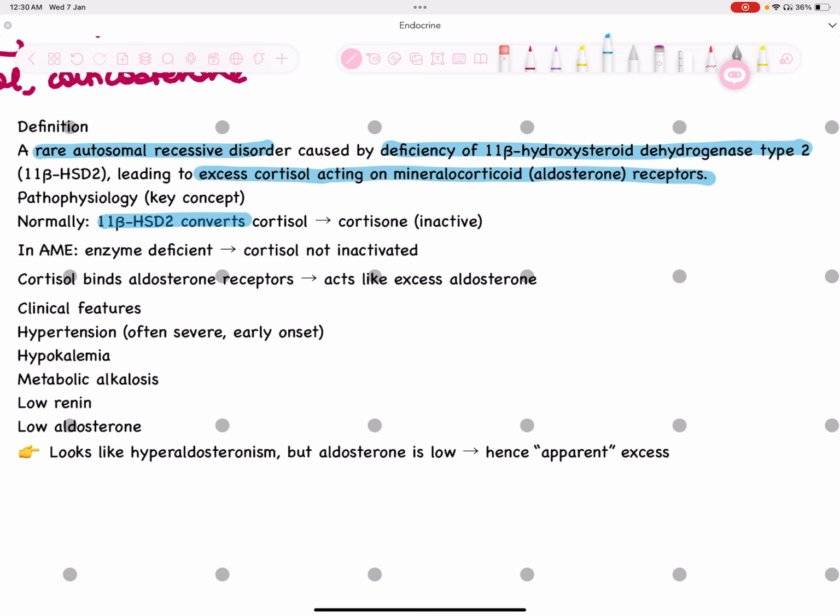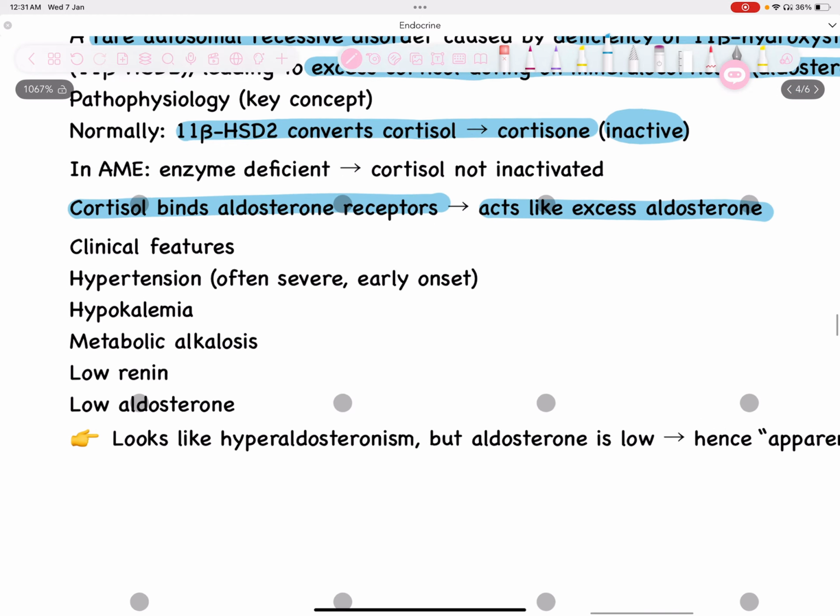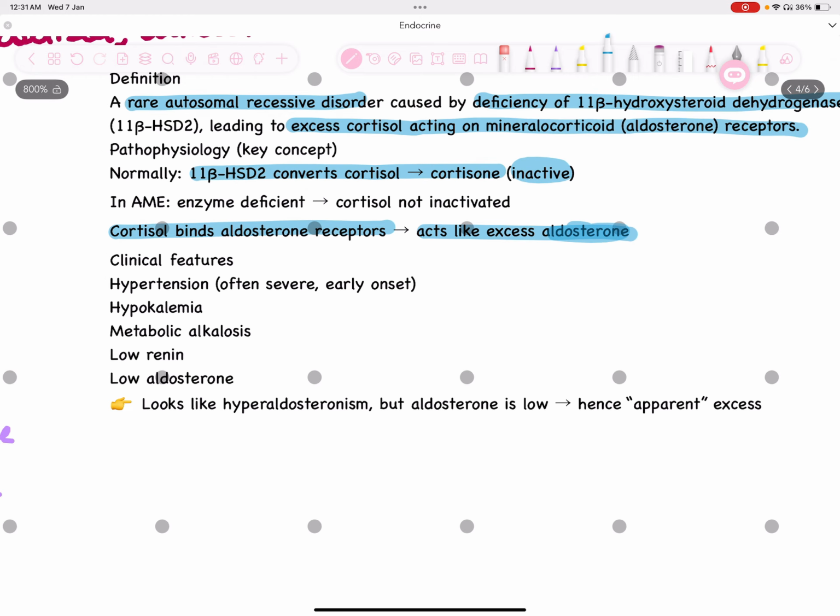And what does this enzyme do? It converts cortisol to cortisone by rendering it inactive, and now it won't activate those receptors. But once this is deficient, what will happen? Obviously, cortisol is going to bind to the aldosterone receptors, and it is going to give all of that pathophysiology of aldosterone excess. So, yes, that's pretty much it.